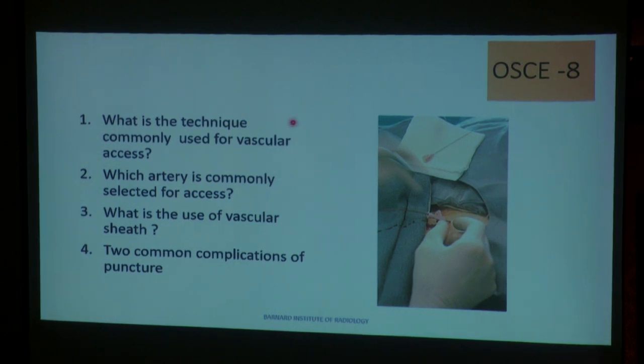Now, what is the technique which is commonly used for vascular access? Which artery is commonly selected for access for any vascular interventions? What is the use of the vascular sheath that we put in after vascular access? And what are the two common complications of this puncture?